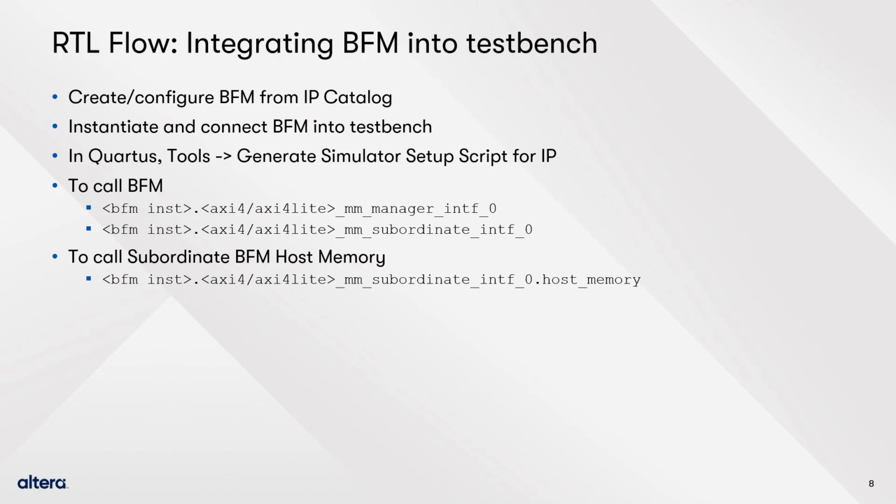And then to actually call the BFM, you'll go to your BFM instance. Depending on if you're using the manager or subordinate, go to AXI4 or AXI4 Lite, and then go underscore MMM manager underscore interface underscore 0. And the same thing for the subordinate. And then also to call the subordinate BFM host memory, you'll just call the subordinate and then the host memory portion of that.